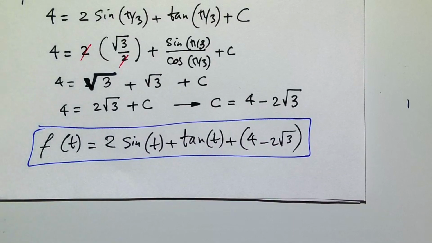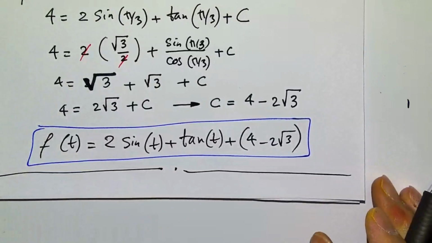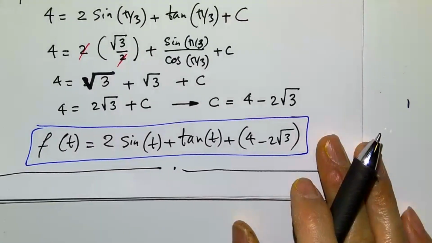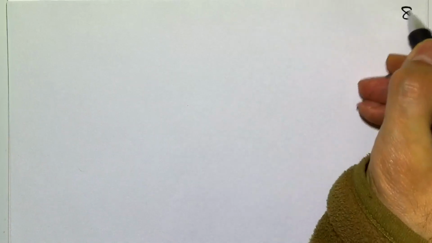So let's do another example. Notice the transition, right? We started with the c unknown, and now we are finding the value of c given some additional information. So just remember the transition.